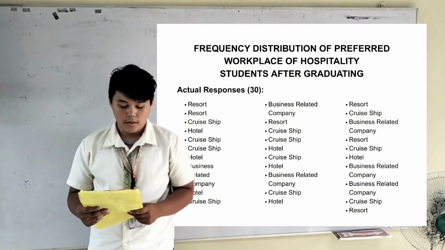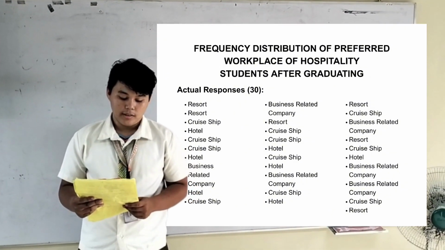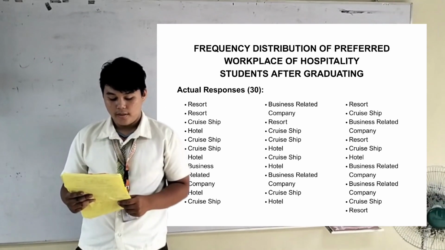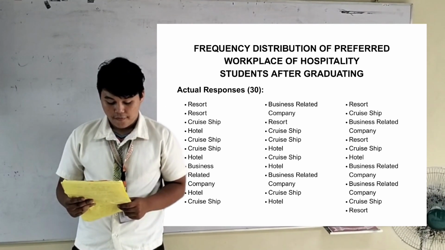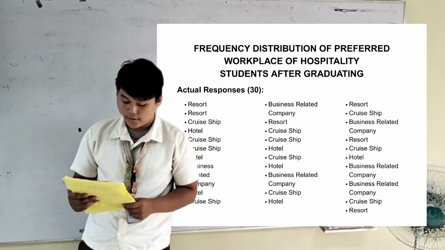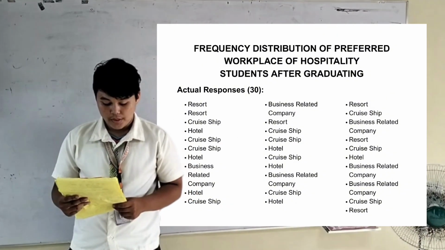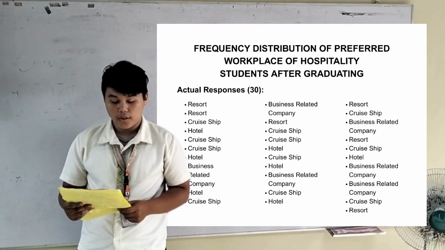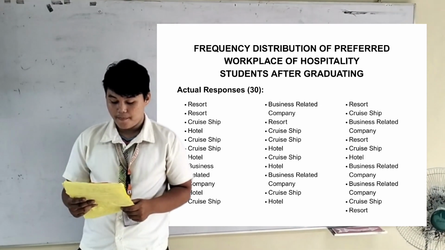The first respondent selected resort. The second is also resort. The third is cruise ship. The fourth is hotel. The fifth is cruise ship. The sixth is cruise ship. The seventh is hotel again, and 8 is business related company. The 9th is hotel, and the 10th is cruise ship.